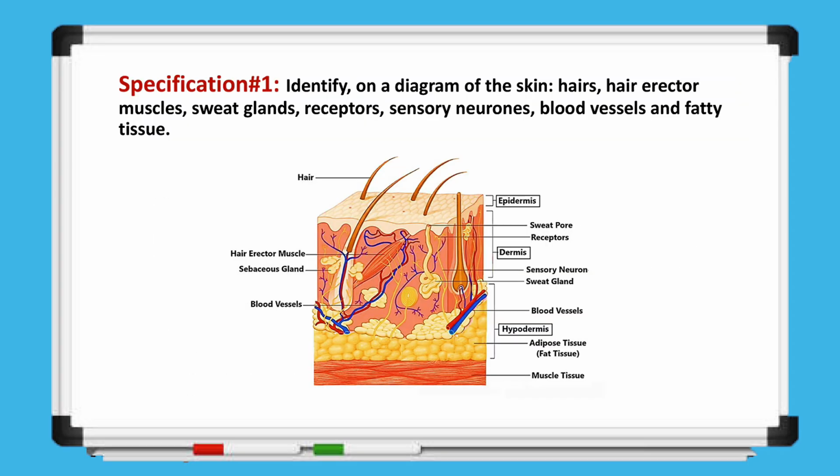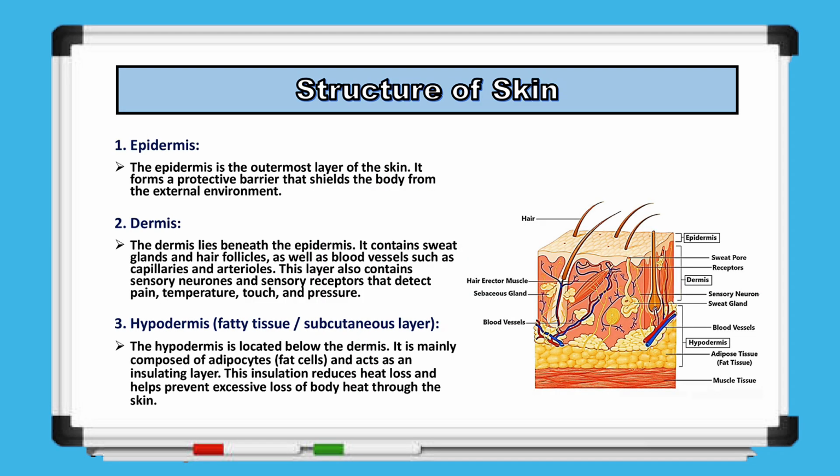So, we have specification number 1 here, which asks us to identify, on a diagram of the skin, hairs, hair erector muscles, sweat glands, receptors, sensory neurons, blood vessels and fatty tissue. So, we first need to study and understand the structure of the skin, as it plays a major role in regulating body temperature. The human skin is made up of 3 main layers, each with a specific role in protecting and supporting the body.